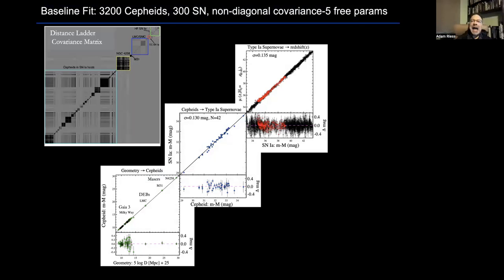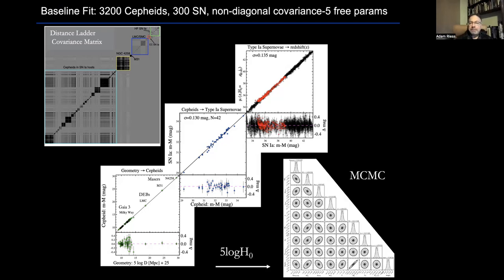But we have gotten much more sophisticated in our analysis in the last few years. We've now fully characterized the covariance of data, both of Cepheids and type 1a supernovae. So I'm showing you the covariance matrix of our distance ladder. This is based on 3,200 Cepheid variables, some 300 type 1a supernovae, and there are 5 free parameters in the fit. 2 are just the fiducial luminosities of our standard candles, type 1a supernovae and Cepheid variables. 2 are parameters that characterize Cepheid variables, the slope of their period luminosity relation, and any dependence on chemical abundance or metallicity.